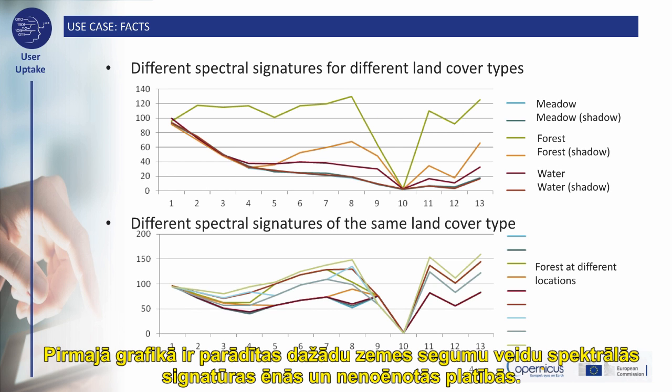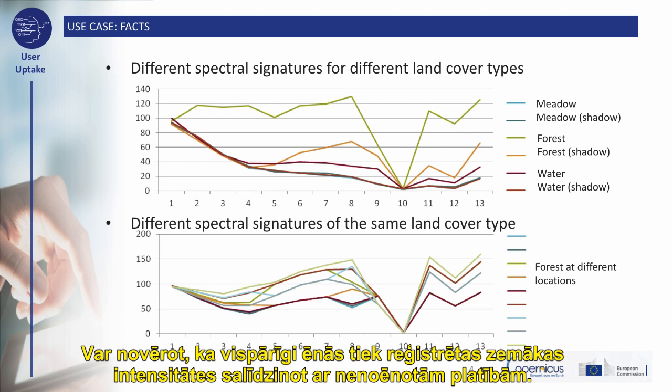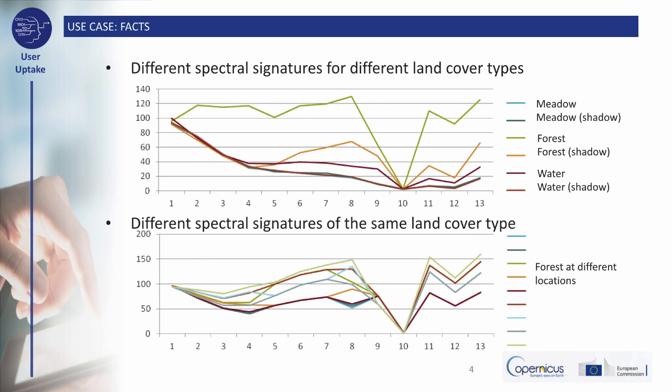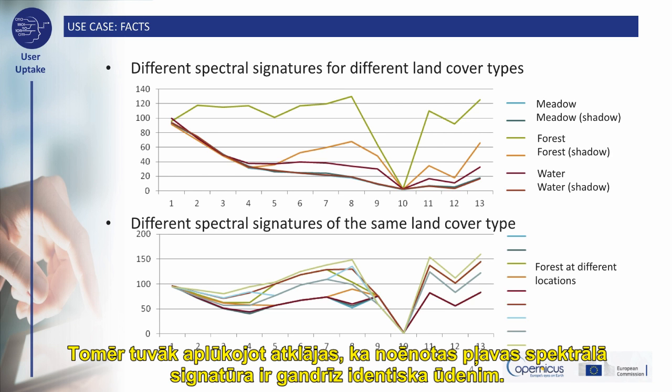In the first graph, spectral signatures of different land cover types under shadow and non-shadow conditions are shown. It may be observed that in general, lower intensities are recorded in shadows in comparison to non-shadow areas. Perhaps two spectral signatures of forests are the most obvious example. However, a closer look reveals that the spectral signature of shadowed meadow is almost identical to that of the water.